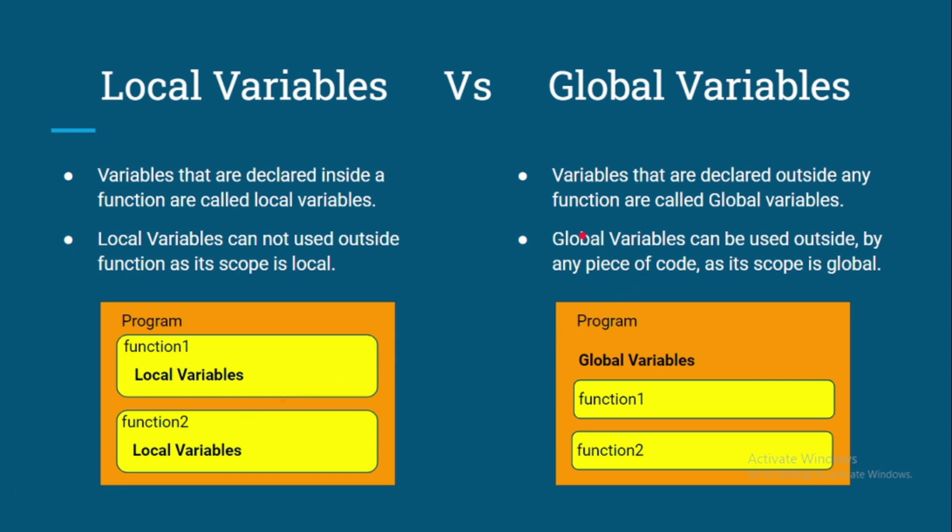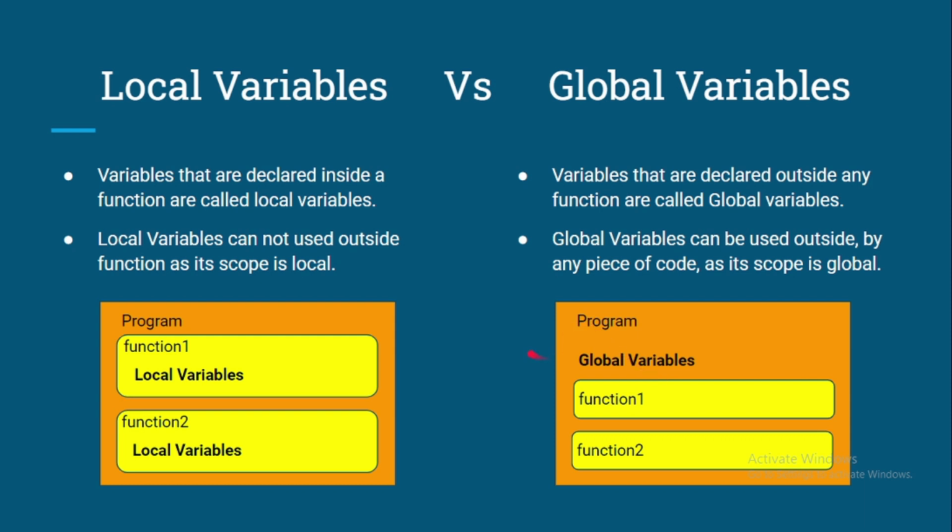Function 1 has different local variables, function 2 has different local variables. On the other hand, if we talk about global variables, as is clear from the name, they can be used outside, or in any piece of code, in any method, any function. In function 1 we can use a global variable, in function 2 we can also use a global variable. So this is the theoretical part of local and global variables.